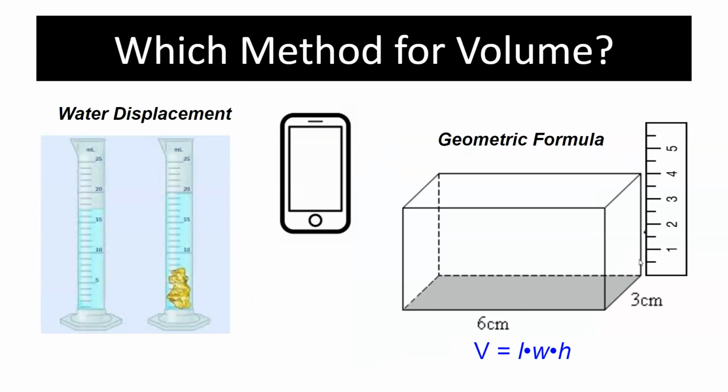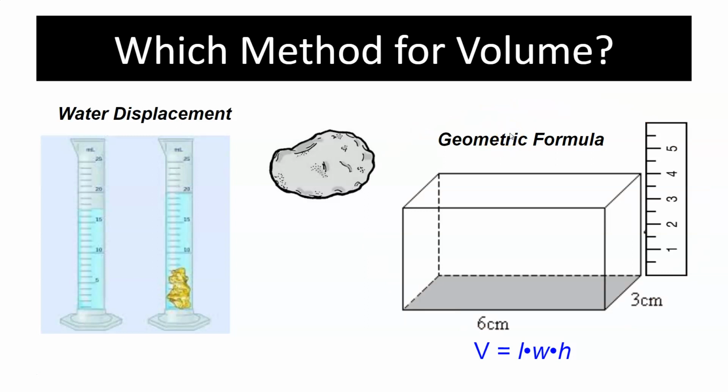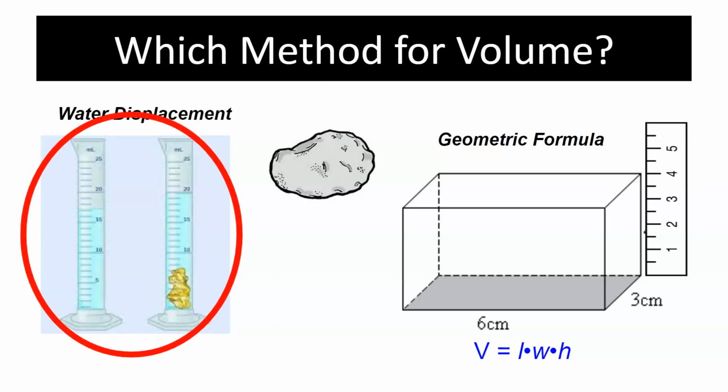All right, let's see which methods we would use for each one. So we have a cell phone here. If you wanted to measure the volume of your cell phone, would you use water displacement or the geometric formula? You're probably going to go for the geometric formula because you don't want to get your phone wet, and the sides of a phone are pretty regular and straight, so this should be sufficient. All right, what about a rock? Which method would you use? Yep, you would use water displacement because this rock doesn't have regular straight sides. So you can't measure it with a ruler, but you can use water displacement.